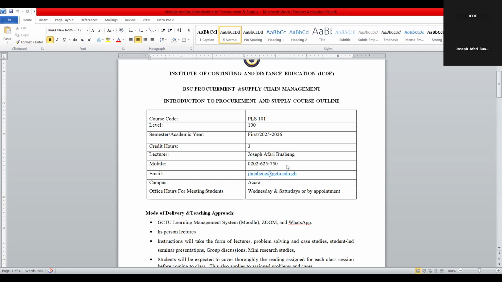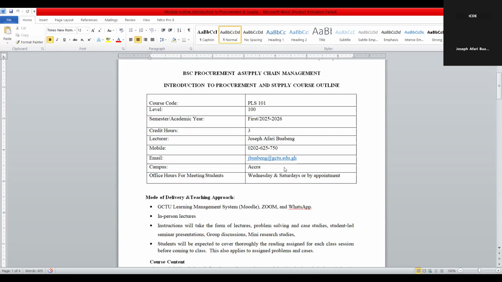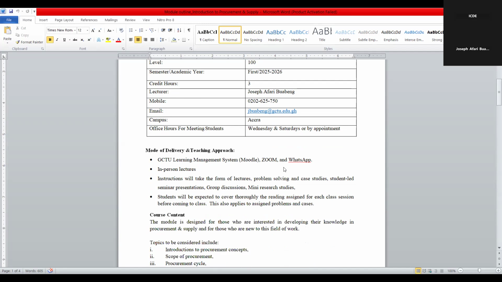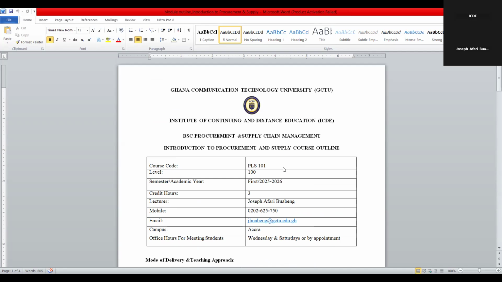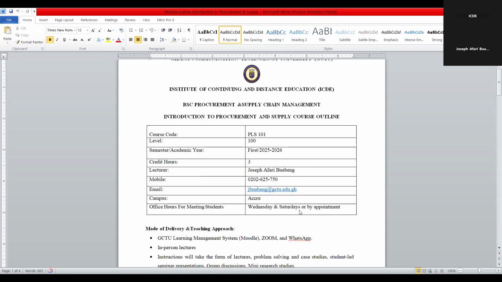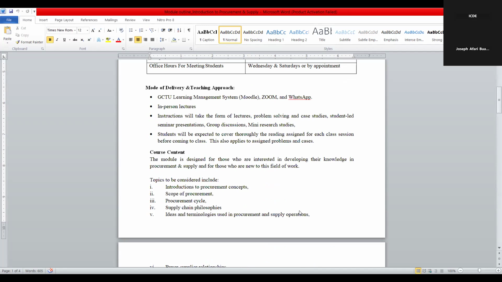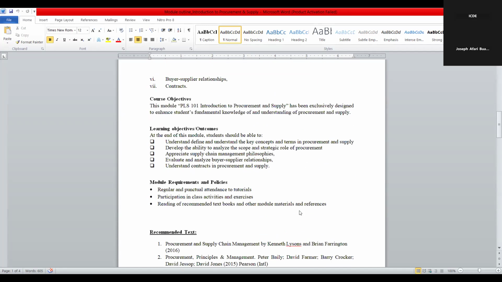I am affiliated to the Department of Procurement, Logistics and Supply Chain at the GCTU Business School. So basically, this is the course outline. It's available on the LMS, as well as the slides. Then there's a book for Introduction to Procurement and Supply. All these documents are available on the LMS. So let me quickly take you through the outline.